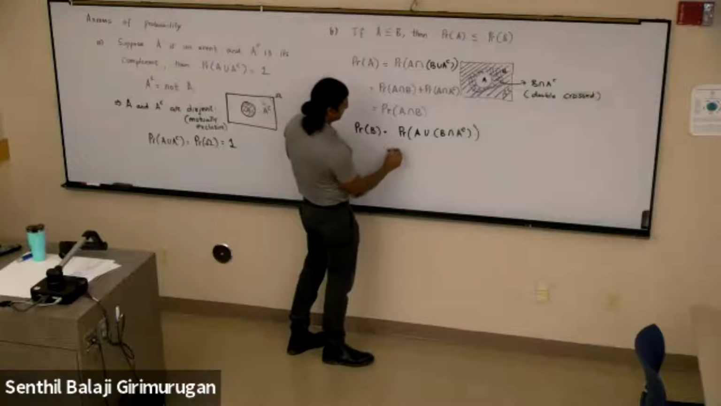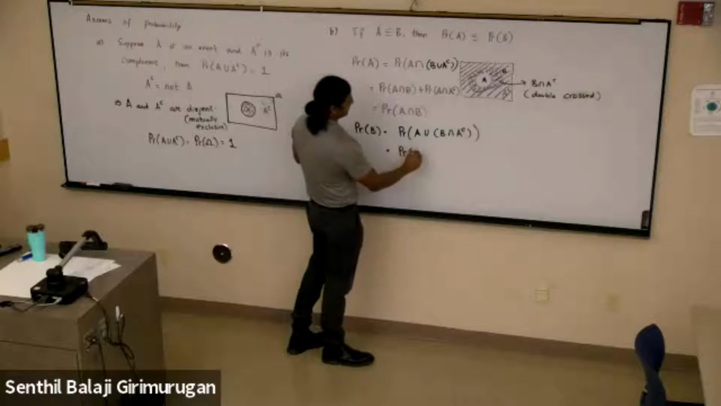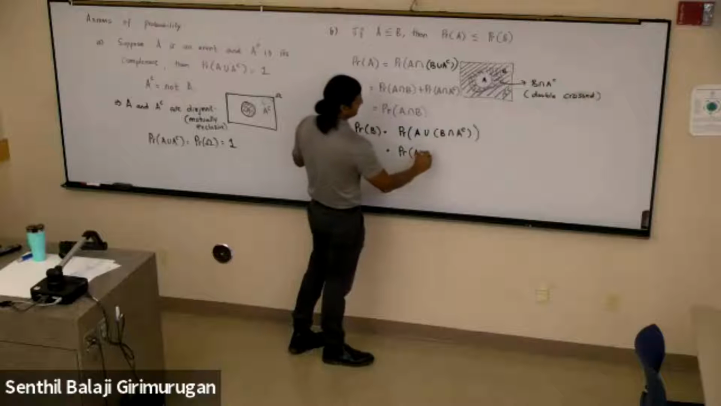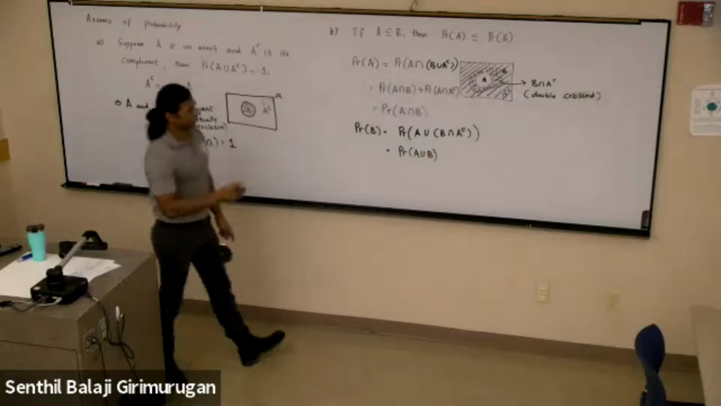Let's see if it's there. So we can write this as the probability of A union B. What is the rule?